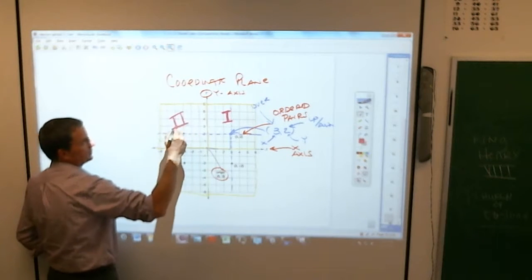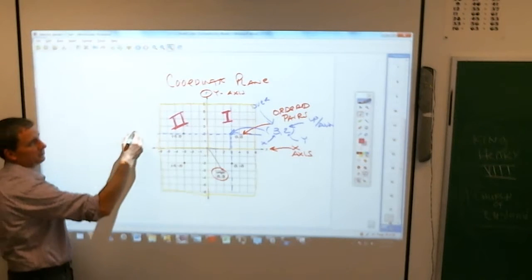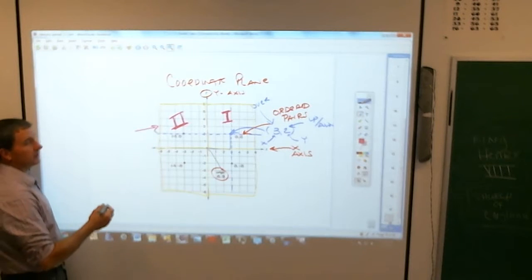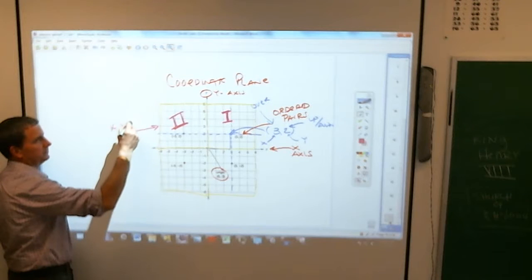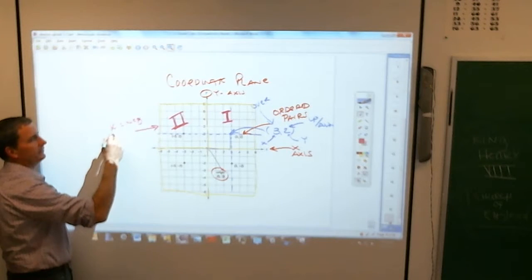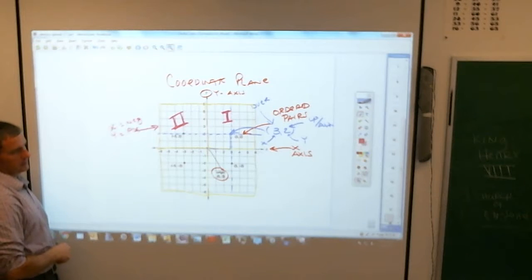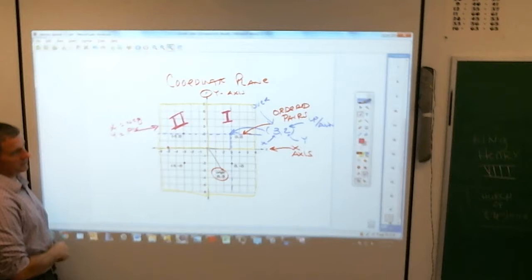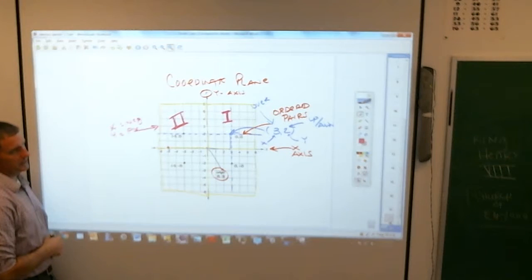In quadrant number 2, what is true about the x and y values? One's negative, one's positive. The x value will be negative and the y value will be positive. It has to be. If it fell right there, which actually doesn't fall in a quadrant because it's on a line, x is negative, y is 0. It's not positive 1 here.